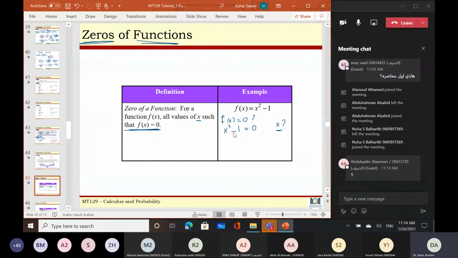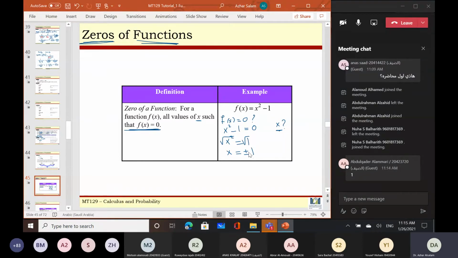Here I can take 1 to the other side like that. x squared equals 1. Then take the square root for both sides. It will be x equals plus or minus 1. Always with the square root, take a plus or minus 1, since plus 1 squared is 1 and also minus 1 squared is 1.